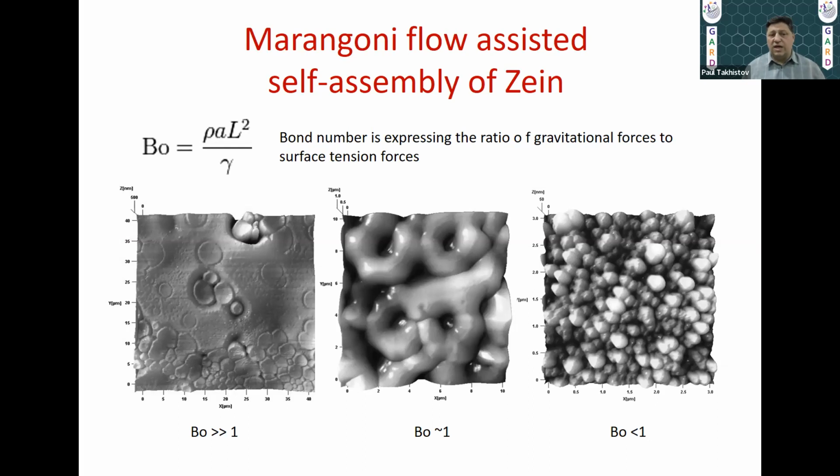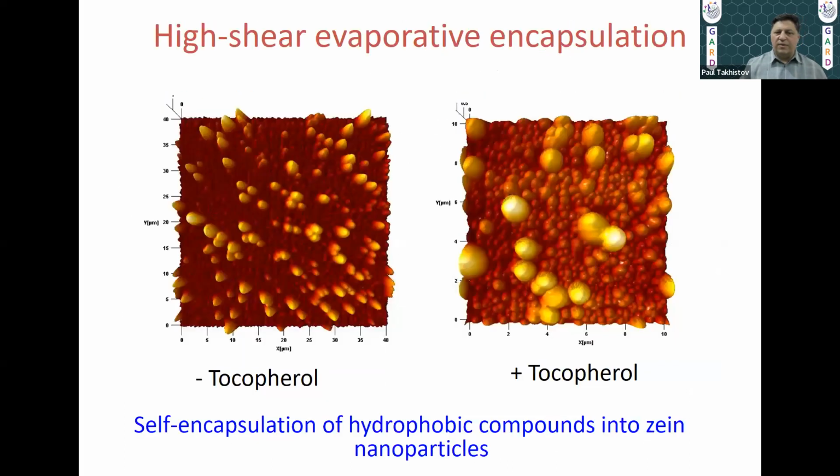Using interfacial science, we can control the self-assembly of the polymers. For example, this is a zinc, and depending on the conditions for Marangoni flow, which is the flow due to gradient of the surface tension. It's again uncompensated van der Waals forces at the curved interface, and we can get everything from the continuous film, which is used in the package, to the nanoparticles, which are used in drug delivery.